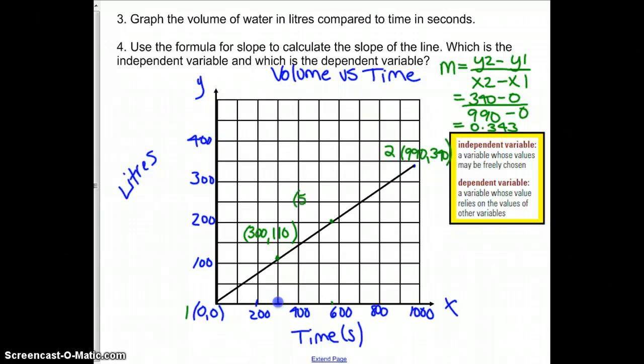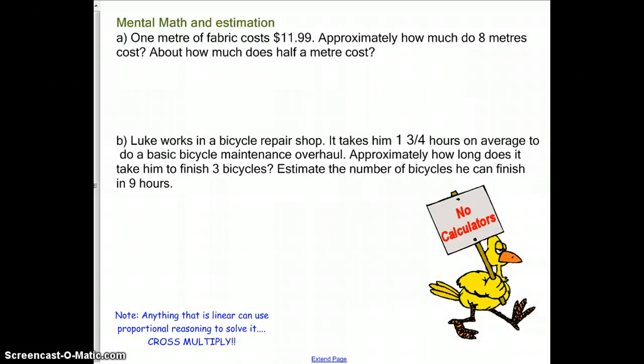So it would be 570 seconds and about 200 liters. Now, how accurate is this? This is really just a guess. So this would not be the most accurate way, but throughout the rest of the chapter, we will find more accurate ways.